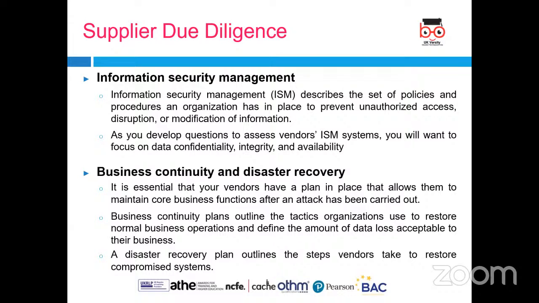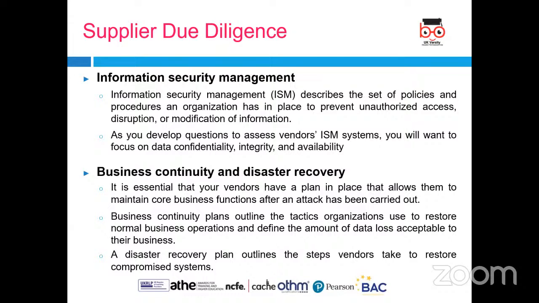Within these guidelines should be information security management, where the guide should have a description of policies and procedures of an organization that have to be in place to prevent unauthorized access. It always has to contain business continuity and disaster recovery, where it is essential that the vendor has a plan in place that allows them to maintain the core business function after an attack has been carried out.